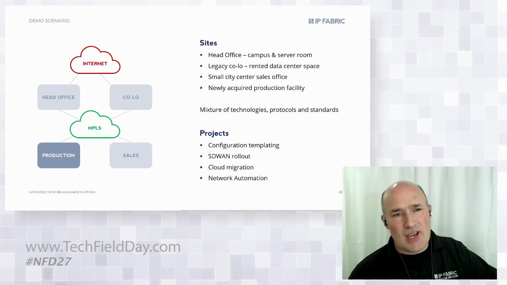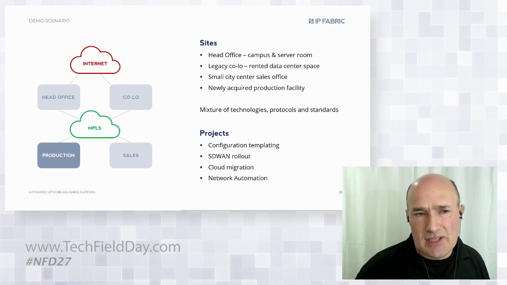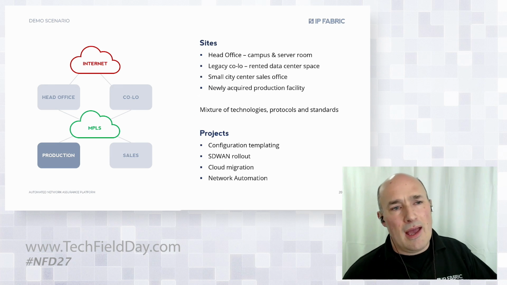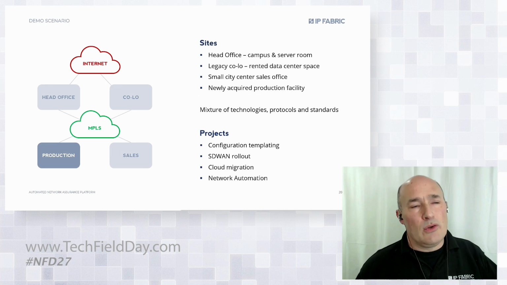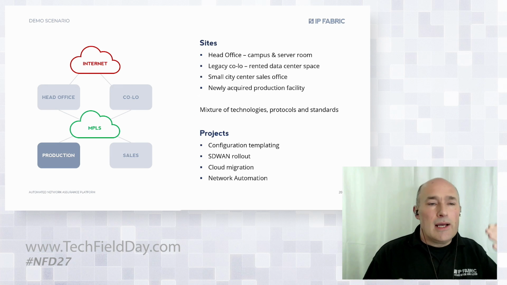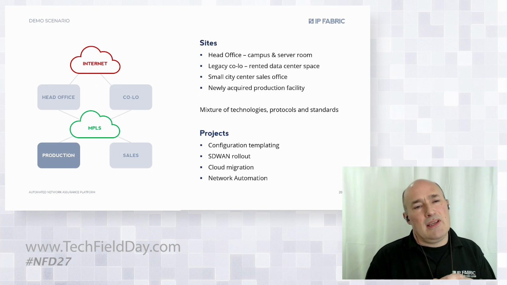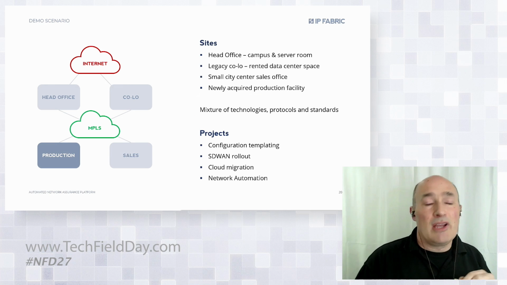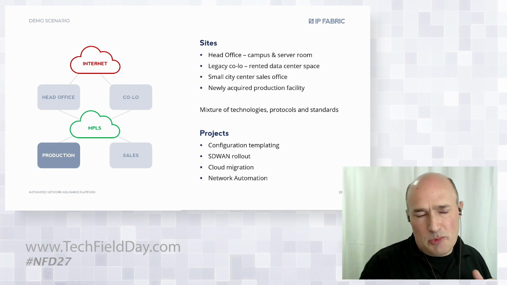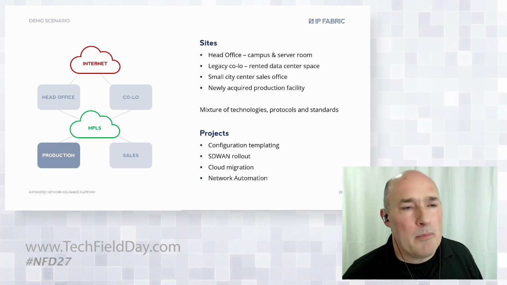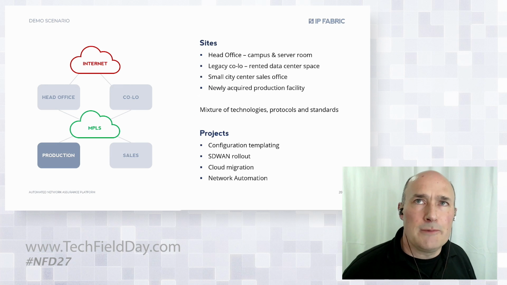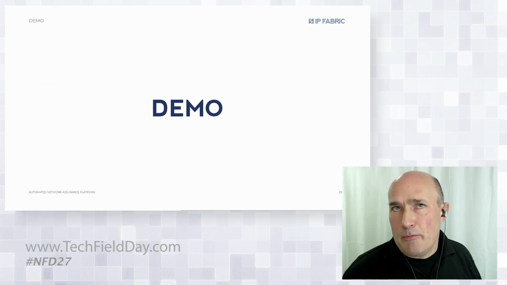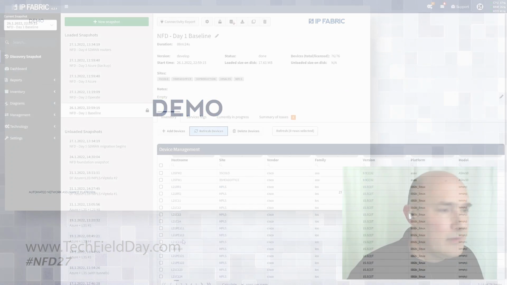And we've got some projects coming up that we want to deal with as well. Things like configuration templating, things like an SD-WAN rollout in order to get more agile. A cloud migration activity is on the cards as well. So we'll look at how IP Fabric can support us in all of those projects. And of course, then network automation going forward. So I'm going to cut back to the demo for me.